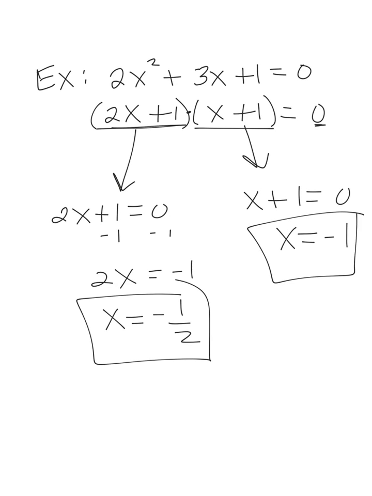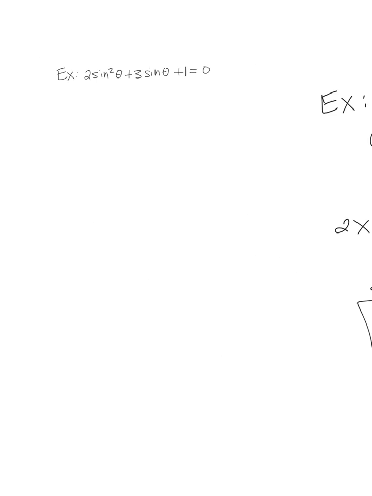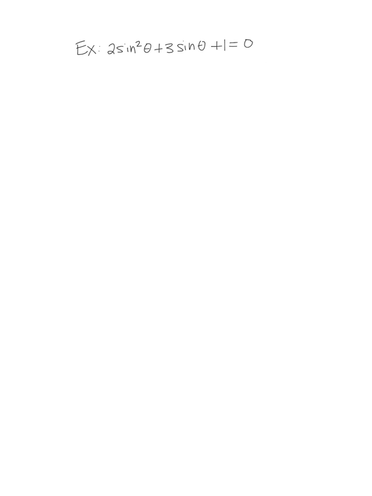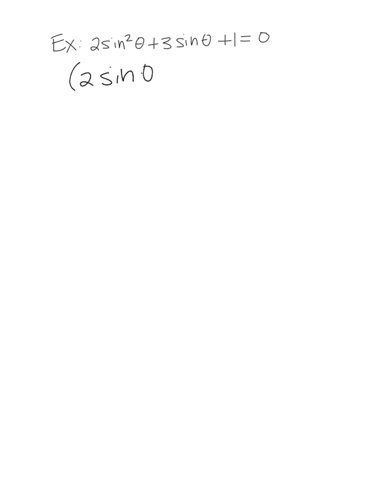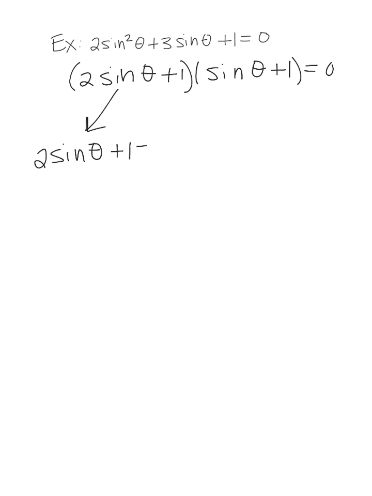It's going to be the same idea, but now instead of x's, we're dealing with sine thetas. Okay, but same idea, we're going to go ahead and factor those. So I've got factoring, I've got 2 sine theta plus 1 times sine theta plus 1 equals 0. And then use the zero product property. 2 sine theta plus 1 equals 0, or maybe sine theta plus 1 equals 0.